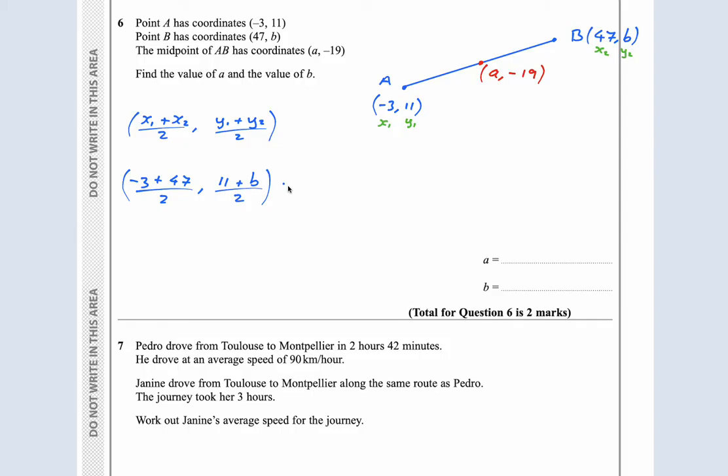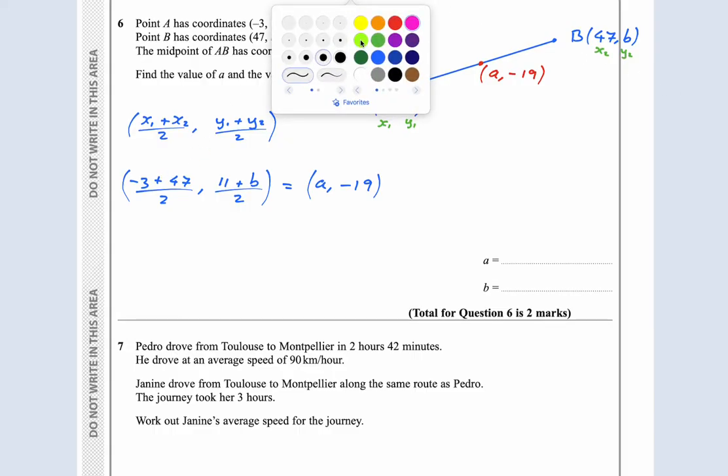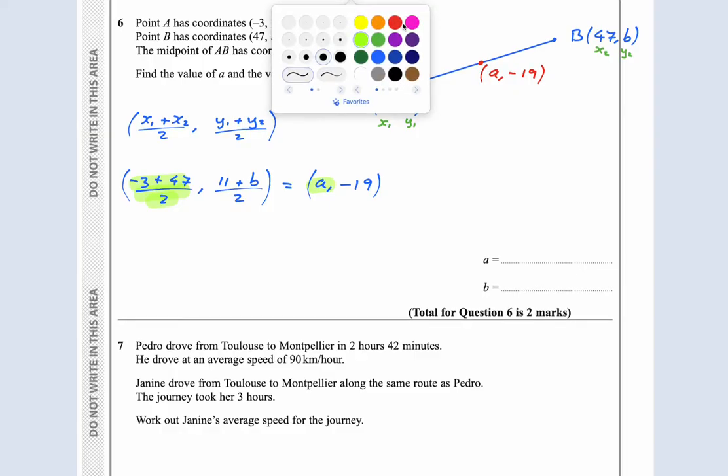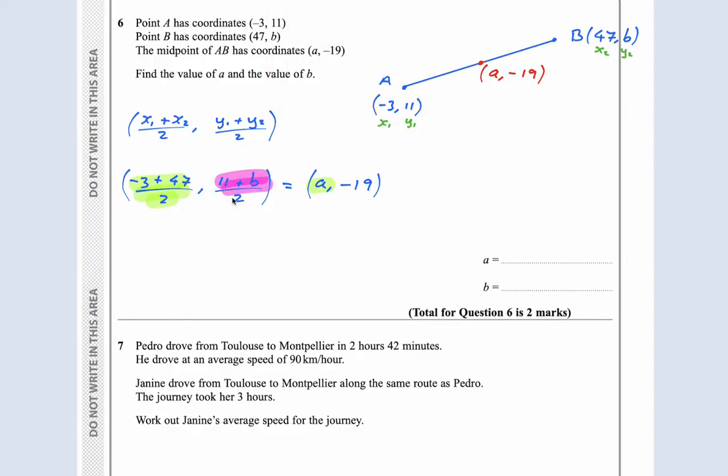And this has to equal, because this is the midpoint between A and B using the formula. This has to equal A, comma, minus 19, because it tells us this is the midpoint. So that means this is A. Hang on, let me just do this. So this is A, and this has to equal negative 19.